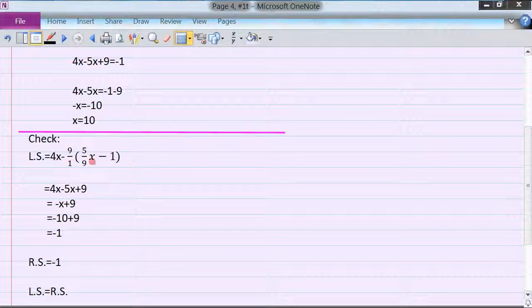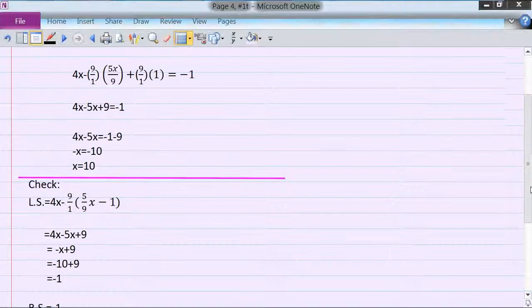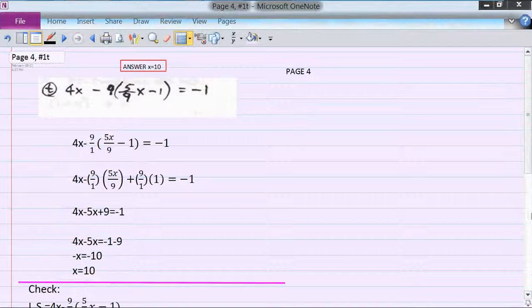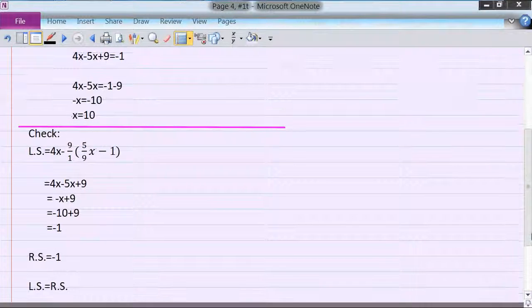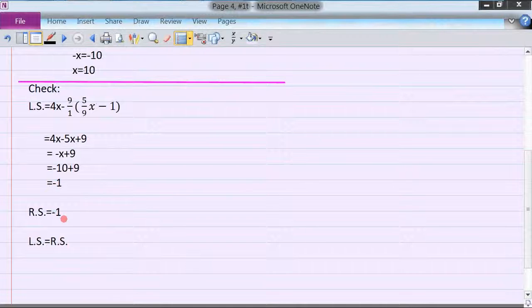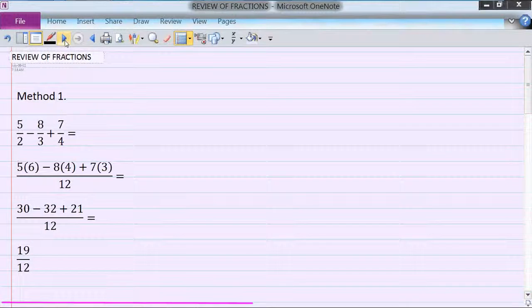So the first thing I do is use the distributive rule here before I do any replacement. So I multiply this term by this, and I get minus 5x. I multiply this term by this, and I get plus 9. Then finally I replace the x with a 10 here. Minus 10 plus 9 equals minus 1. And if you go back to the right side of the equation, it says minus 1. So I don't have to do anything there. And I've shown that the left side equals the right side. And that verifies that the answer is correct.